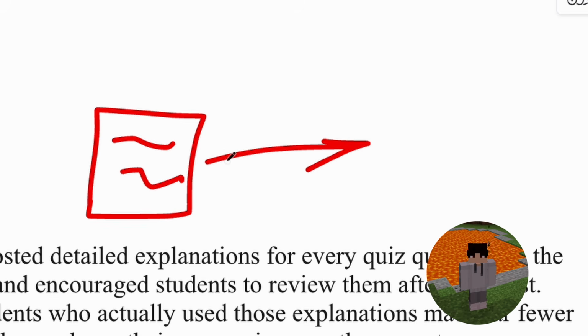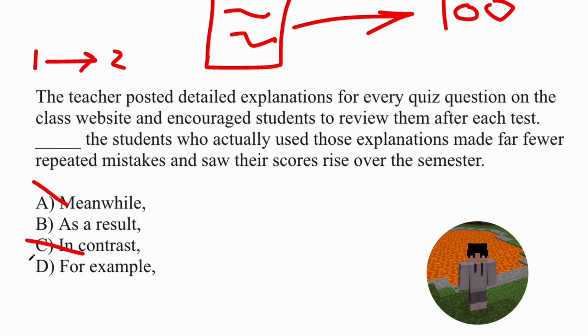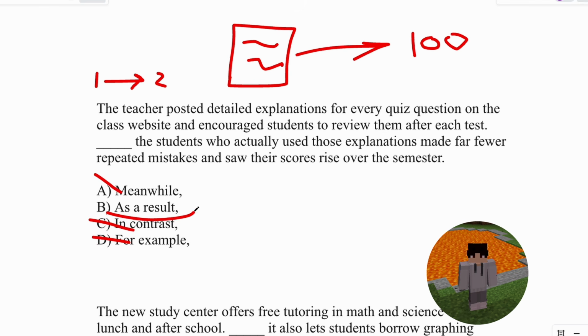Like the teacher did this, and then as a result of using it, the students ended up scoring better on upcoming exams. Meanwhile, okay, that doesn't really make sense because we're saying that it would have to happen first. The first sentence has to lead to the second sentence, so it doesn't really work. As a result, okay, yeah, that basically matches it perfectly, but let's just look at the other ones. In contrast, okay, no, definitely not. We're not contrasting anything with each other. And then finally, for example, okay, yeah, that kind of works, but not really, because the first thing leads to the second thing, so B is the right answer.